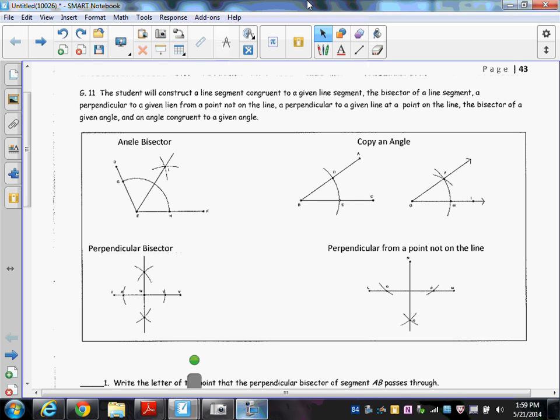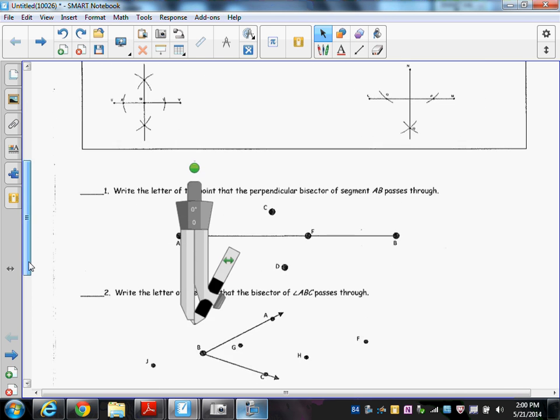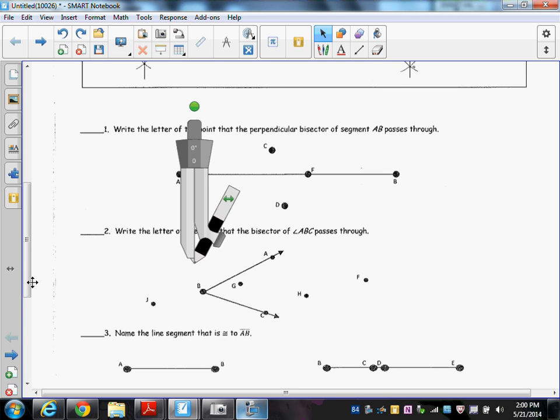This video is going to cover pages 43 and 44 in the workbook on constructions. Here's an example of the 4 most common constructions that we have, and we're going to have some practice with it in this video also. You should have problems like this on the SOL.